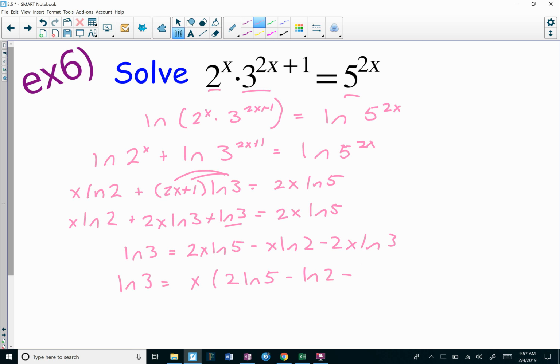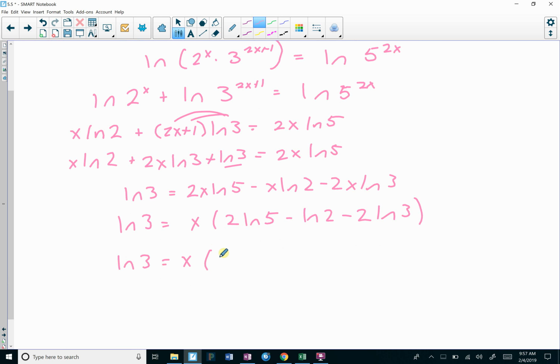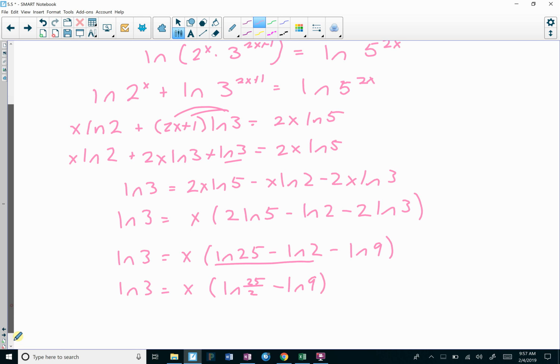Okay, now I need to work on cleaning this up, so I need to power up. So let's see, that'll be natural log of 25 minus natural log of 2 minus natural log of 9. Okay, let's keep going on the cleaning up. These two being subtracted means I divide the insides. So it's 25 over 2. Oops. I still have the minus natural log of 9, one step at a time.